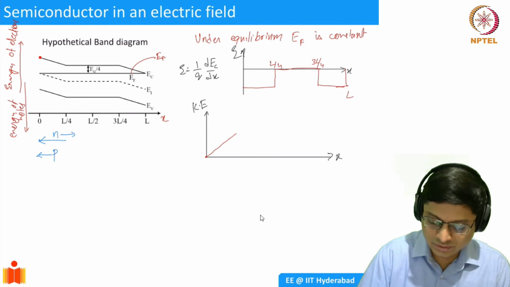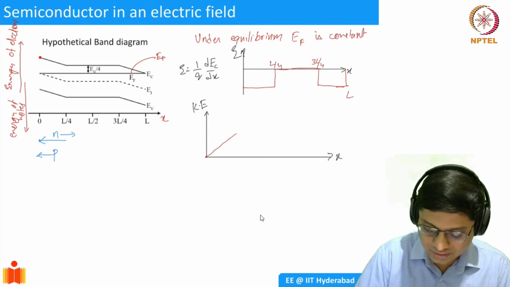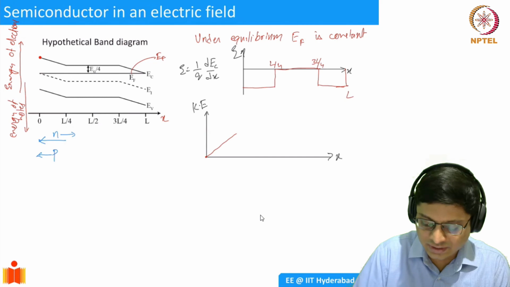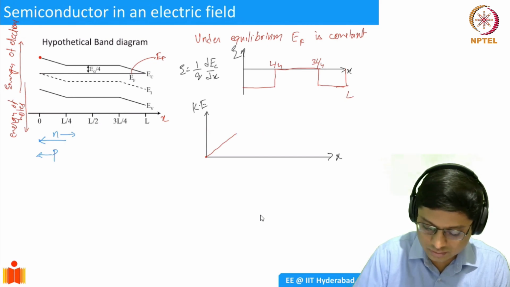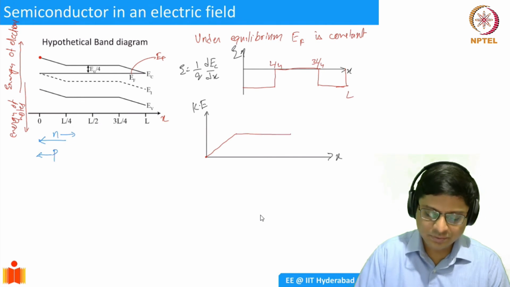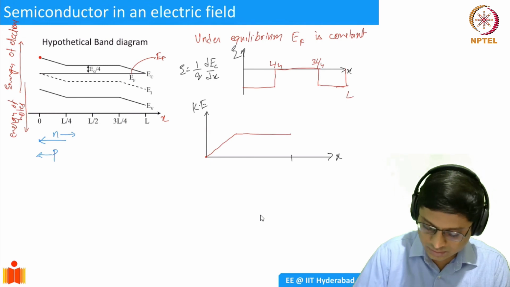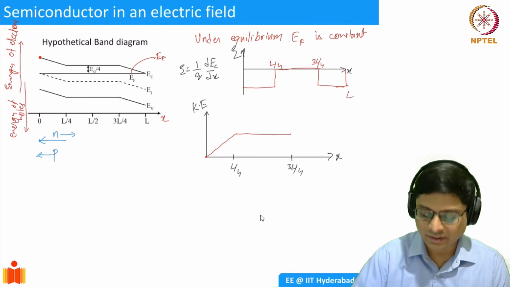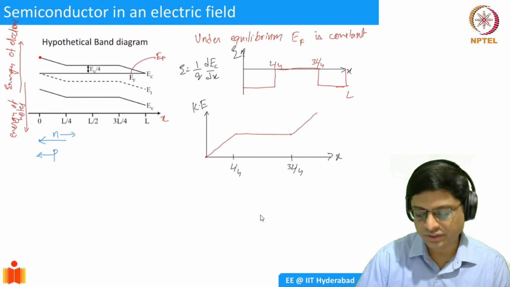And then of course, if I move this electron across the middle region, the bands are constant, there's no extra electric field there. So you'll see that the kinetic energy is going to remain constant here. It's not going to change. But then when you reach 3L by 4, with L by 4 on the other side, you have again a field there, which is going to cause it to accelerate, and then you're going to have a higher amount of kinetic energy. So this is how kinetic energy changes.